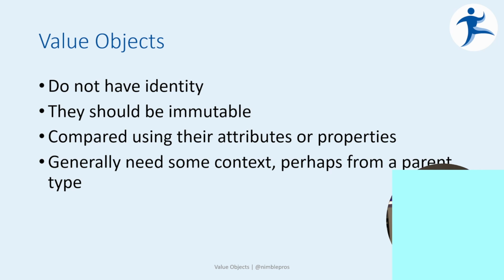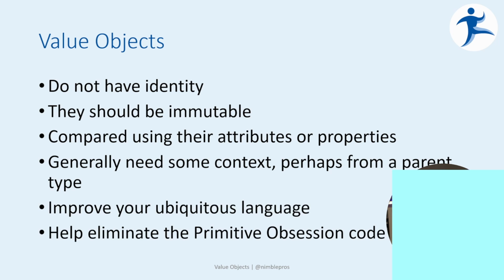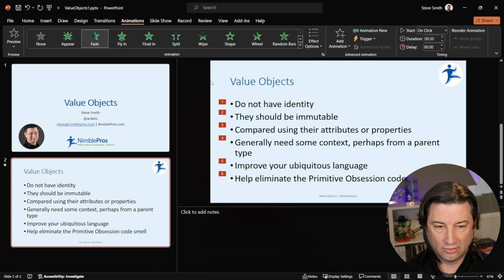So usually you need to add some context in order to make sense of a value object. Now, once you've created these types and given them a name, it can help improve your ubiquitous language, and they also help you to eliminate the primitive obsession code smell. Okay, now why is that better?